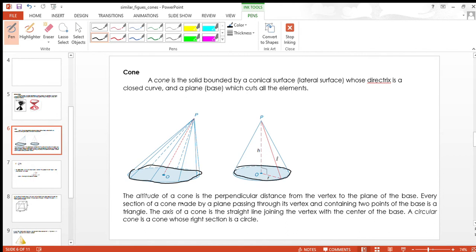Now the altitude is defined as the perpendicular from the vertex to the base. If you get, let's say, this as the perpendicular line coming from the vertex, then this will be the altitude or the height. So in this diagram, if you get the perpendicular line coming from the vertex to the base, you get your altitude h. And an additional definition here: if your base is a circle, then you call your cone a circular cone. That means the base could also be not a circle; it could be an ellipse or oblong.